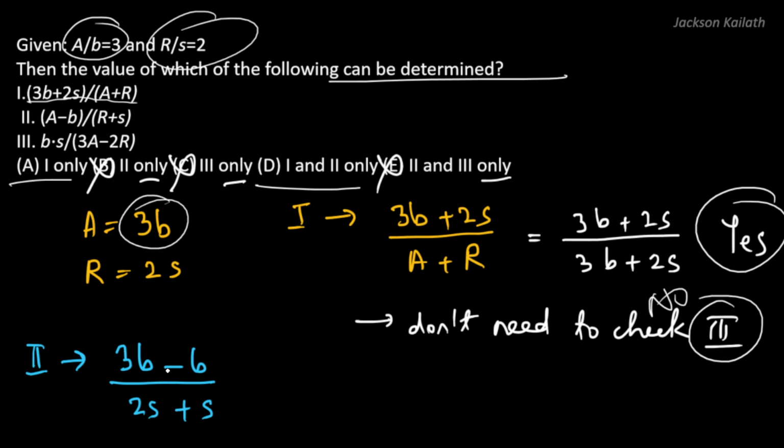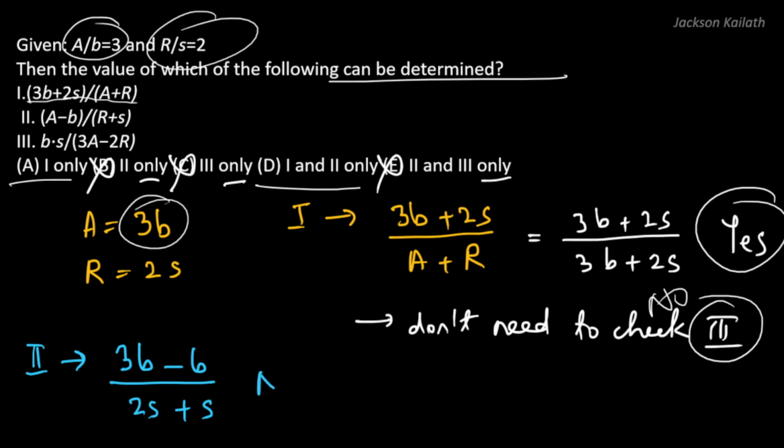Now you can see that over here in the numerator, I have B, which is a variable, and in the denominator, I have S. And in the information given in the question stem, I don't know the relationship between B and S, right? That's not given in the question. So I only know that A is equal to 3B and R is equal to 2S, but I don't know the relationship between B and S. So I cannot simplify further from here.